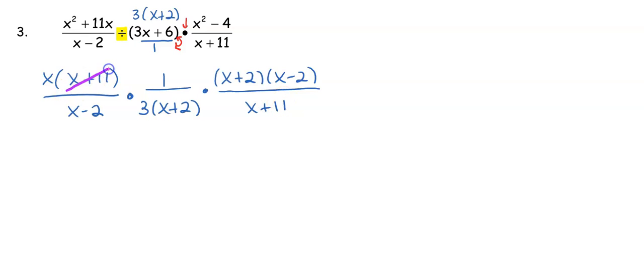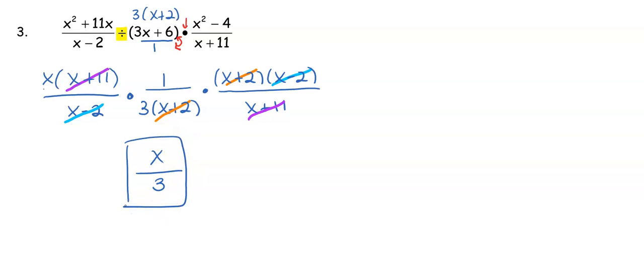We start our canceling, x plus 11, x plus 11, x minus 2, x minus 2, x plus 2, x plus 2. So I look at everything I have on top. The only thing I have left is an x and a 1. Well, x times 1 is just 1x. On the bottom, the only thing I have left is a 3. So my answer is x over 3.